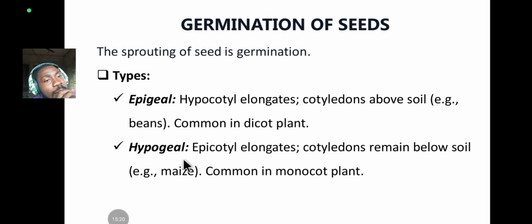And for example, plants that undergo or seeds that undergo epigeal germination are common seeds like monocot plants, seeds for monocot plants such as corn or maize. Okay, all the monocot plants, now them they undergo hypogeal germination. Right? Why epigeal? Now for what? For dicot plants. Let's look at the diagram of germination.